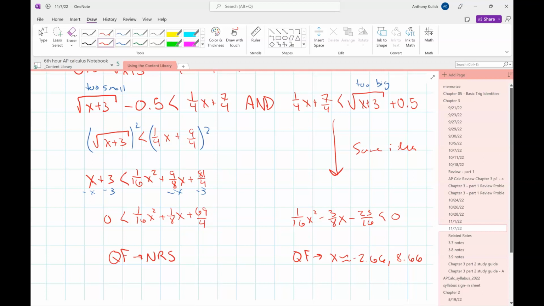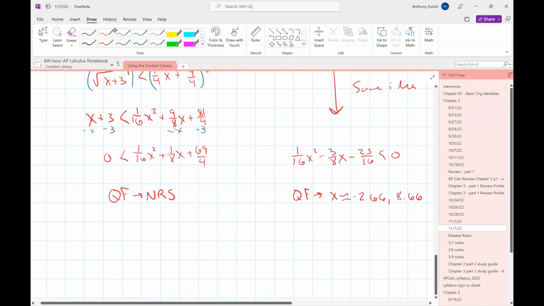Now, remember, we're solving an inequality. This is the solution to 1/16 x squared minus 3/8 x minus 23/16 equals 0, right? That's not actually the solution to this. How can I tell if I want everything in between those two x's or on the outside of those two x's?